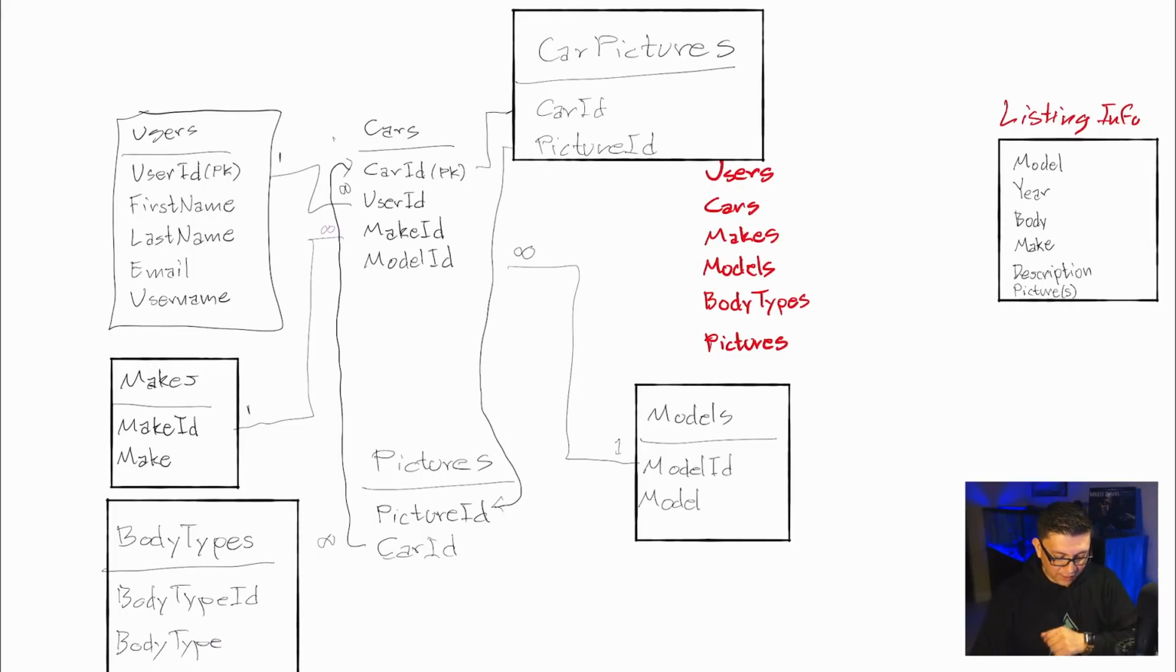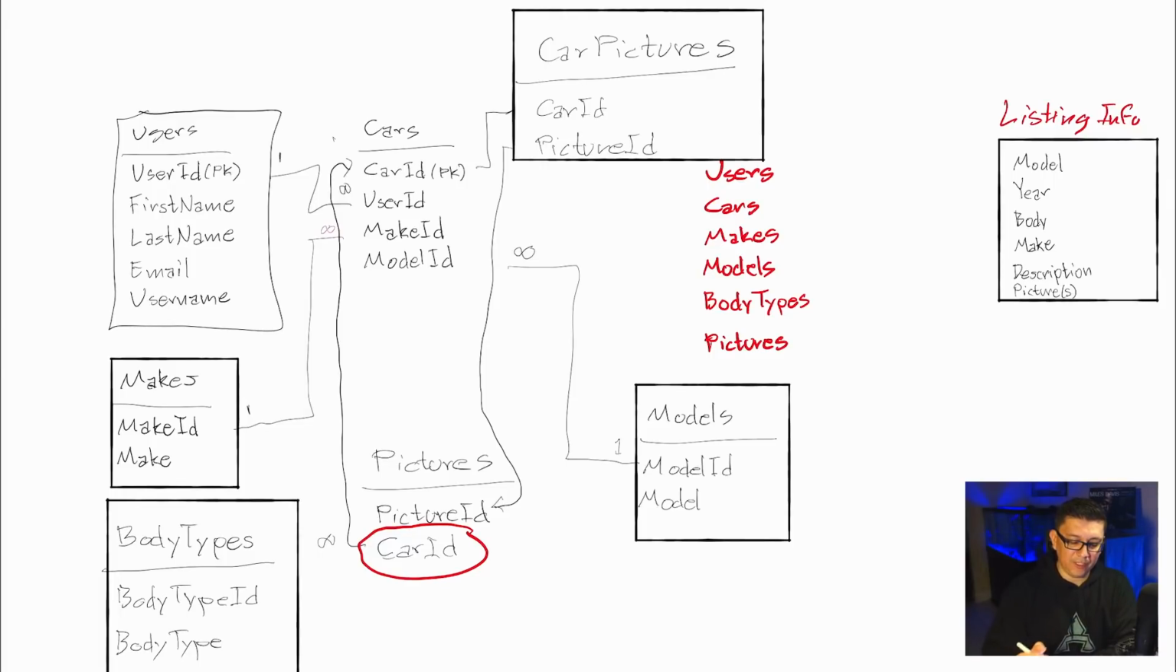Now this will allow you to have many car IDs without the need of having this column in the pictures table. But the way that you would find out that a picture belongs to a certain car, you would have to reference this car pictures table to be able to link them back. So whenever you run a query and you want to get all the pictures for a car, you would just come to this table.